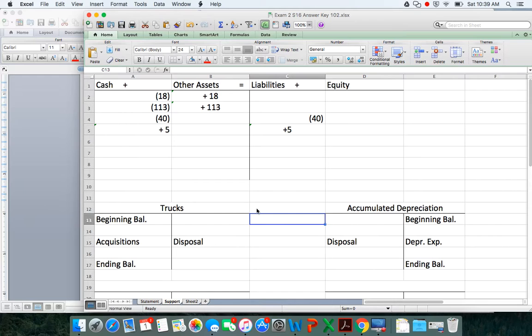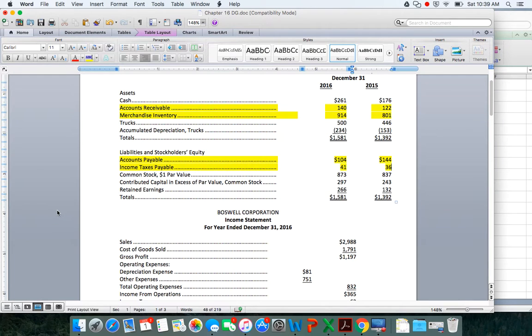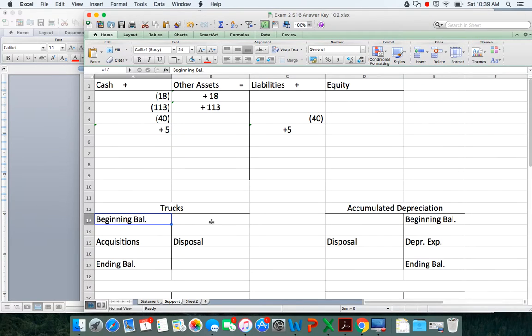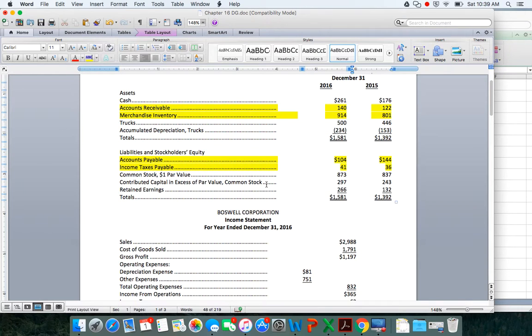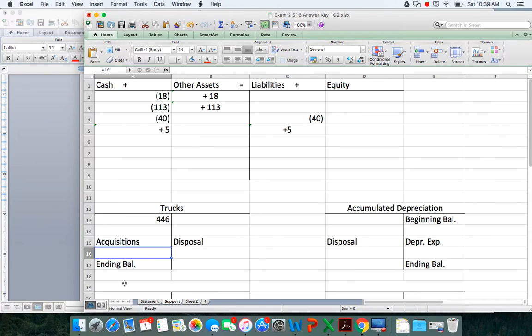The next thing that I want to do is start filling in some blanks. Go back here to your balance sheet, and you know that trucks are right here. Here's my 2016 information, here's my 2015 information. I know that trucks began the year with 446, so I'll put that here as my beginning balance. And I know trucks ended the year with 500, so I'll put that over here as my ending balance.